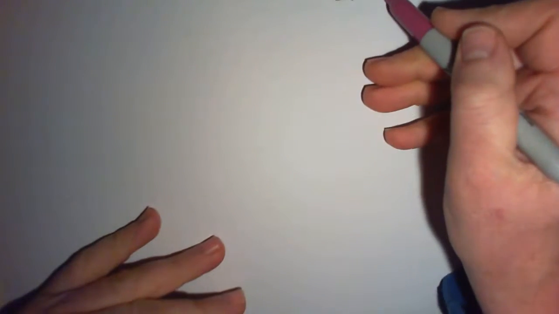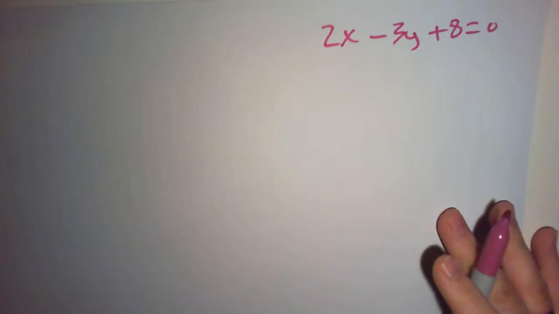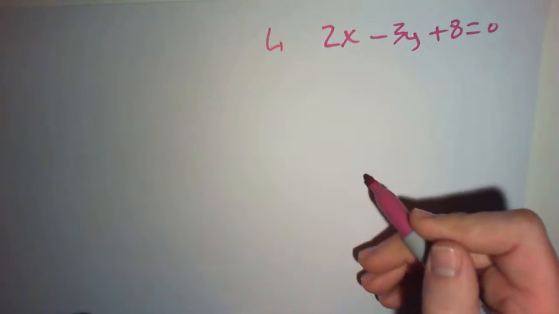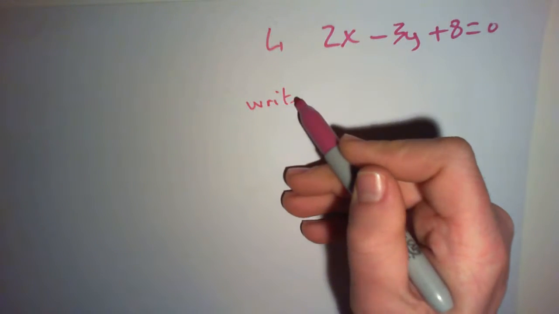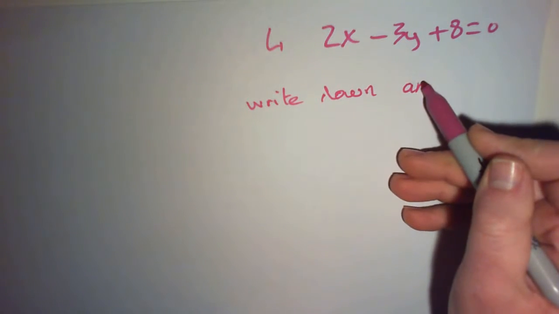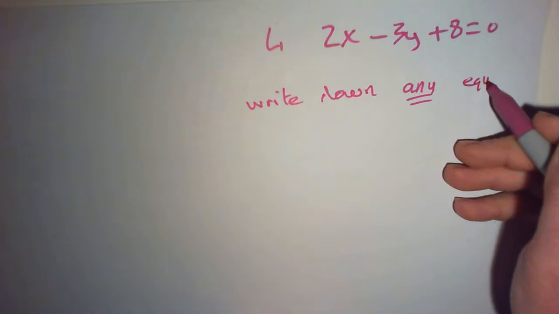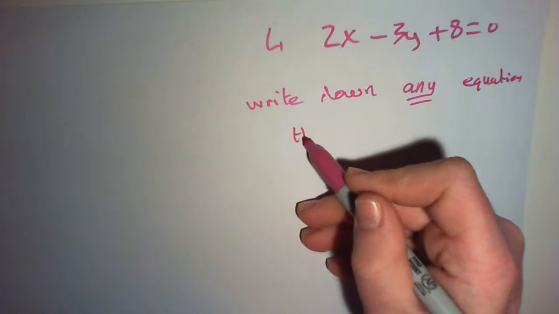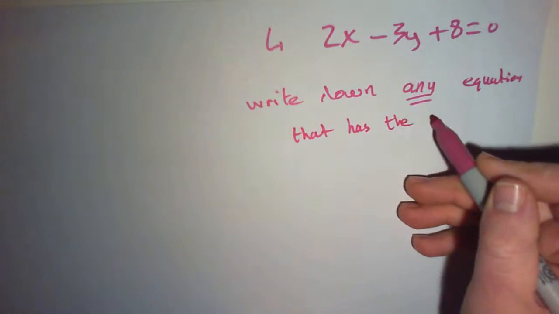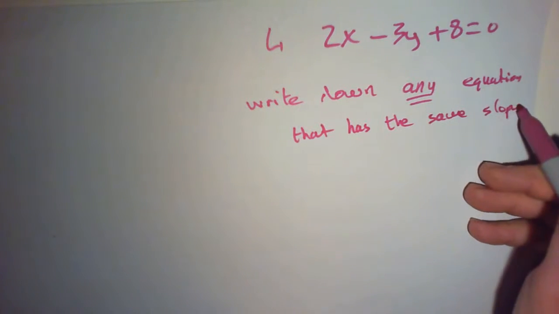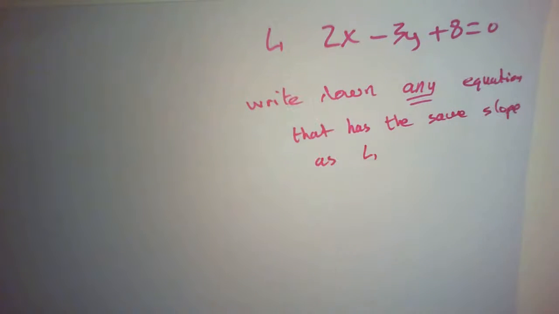So here's a little conundrum for you. Let's just take, okay, there we go. See him? Nice little line. I'll call him L1. I want you to write down any equation that has the same slope as L1. So you have to make up an entirely different equation, but it has to have the same slope.